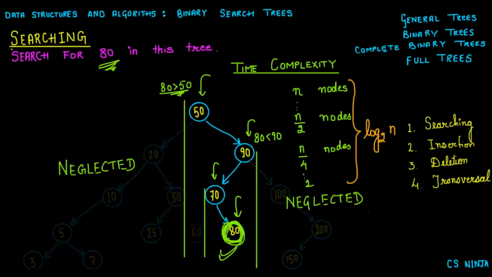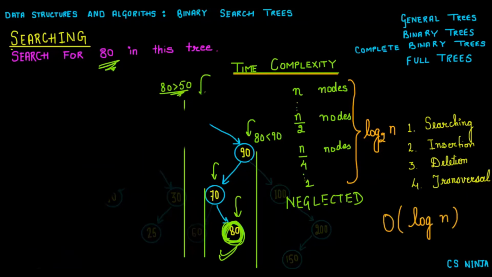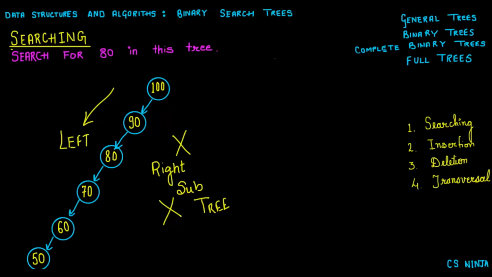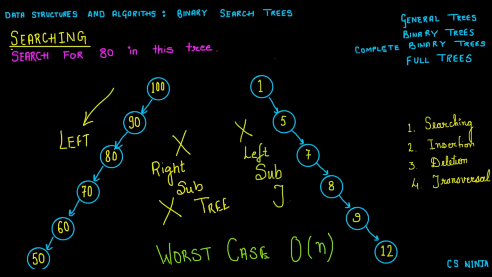Hence, time complexity of searching in binary search tree is big O of log n. Now suppose we have a tree like this. In this case, we don't have any right subtree to eliminate. Hence, we are forced to search in the left direction. Hence, in worst case, BST will have a time complexity of big O of n. And same with this case, we don't have a left subtree to eliminate.